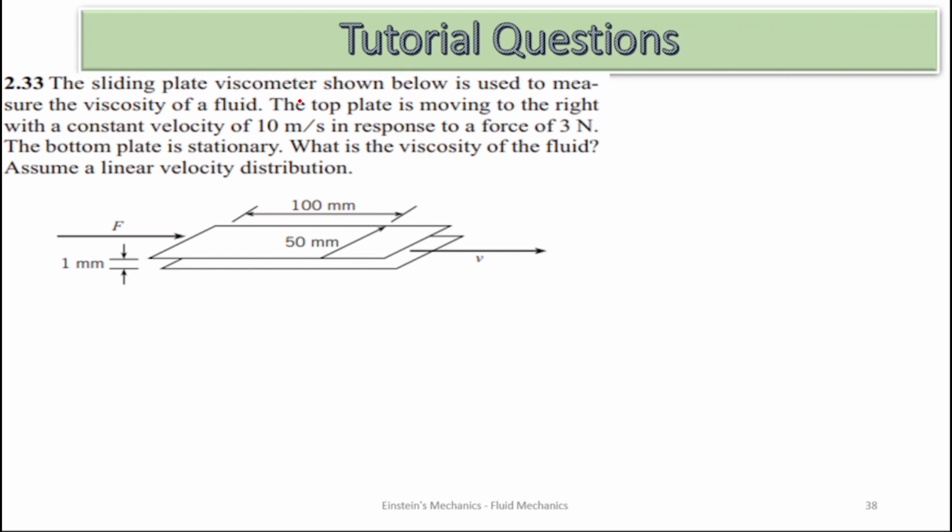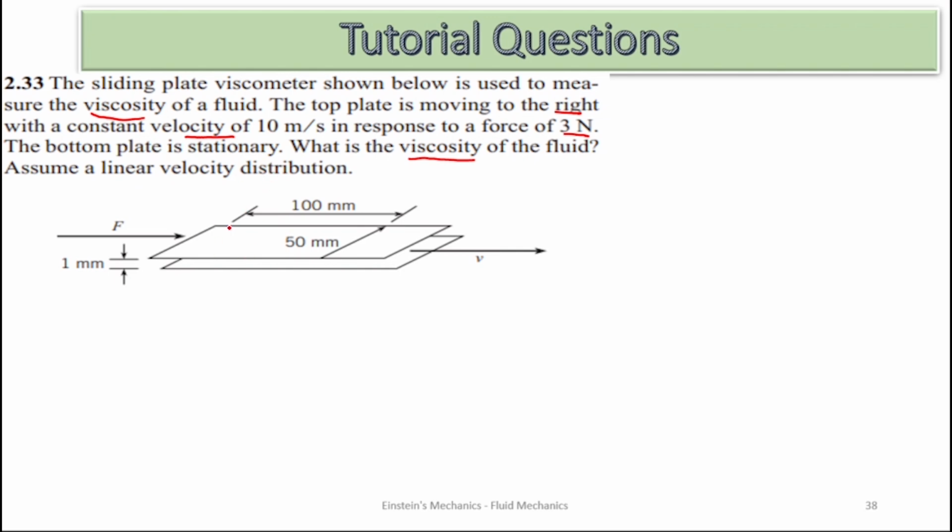The sliding plate viscometer shown below is used to measure the viscosity of a fluid. So its function is to measure the viscosity of a fluid. The top plate is moving to the right with a constant velocity of 10 meters per second in response to a force of 3 Newton. The bottom plate is stationary. What is the viscosity of the fluid? Assume a linear velocity distribution.